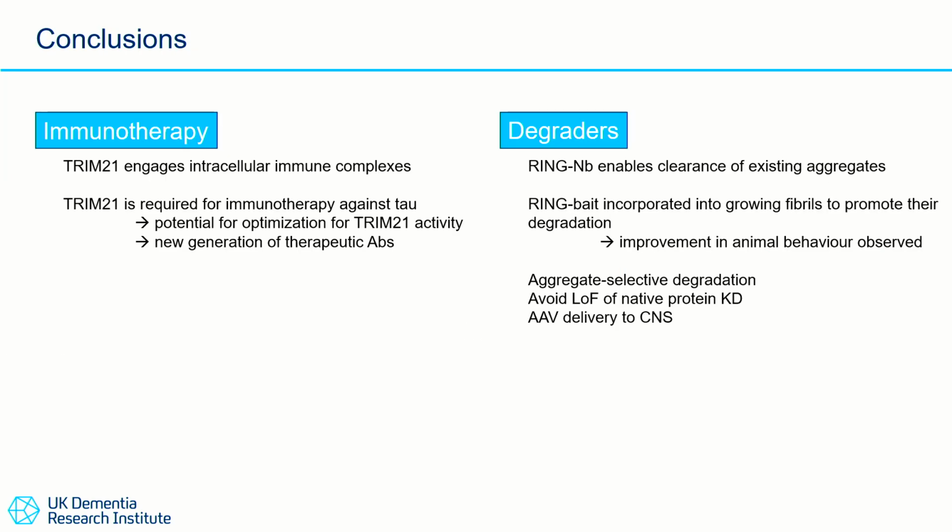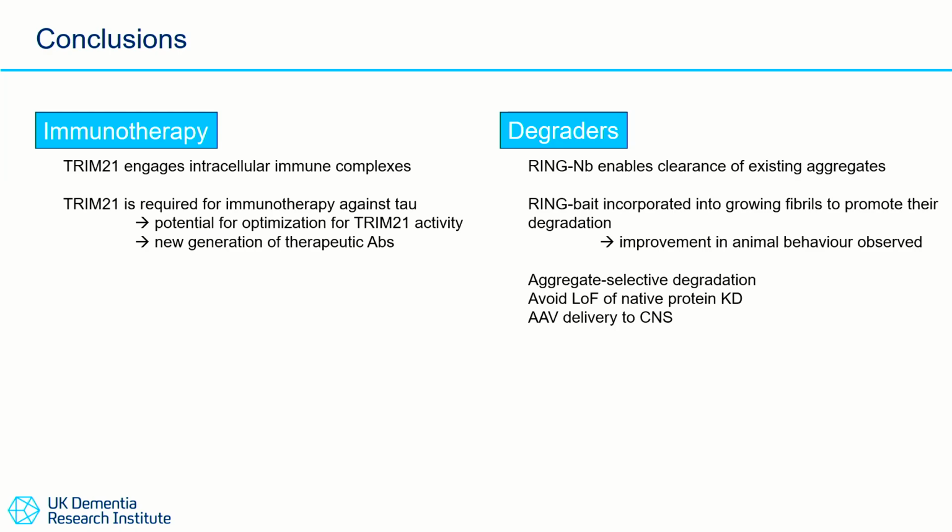So to conclude, we've shown that there's an intracellular pathway. These antiviral intracellular pathways can be used to remove tau aggregates from the brain. And first, in immunotherapy, we found that TRIM21, in its natural role as an antibody receptor, can be used to degrade these intracellular immune complexes. And this gives us a new way of potentially optimizing antibodies using the TRIM21 pathway for therapeutic potential.